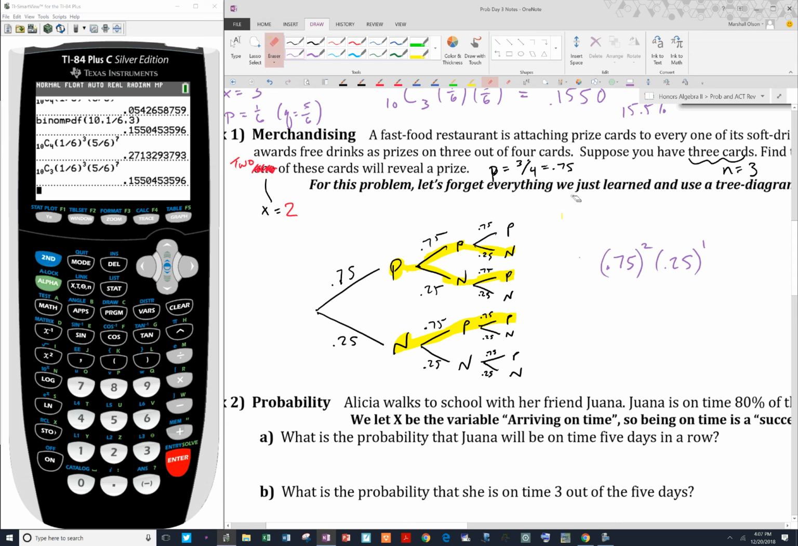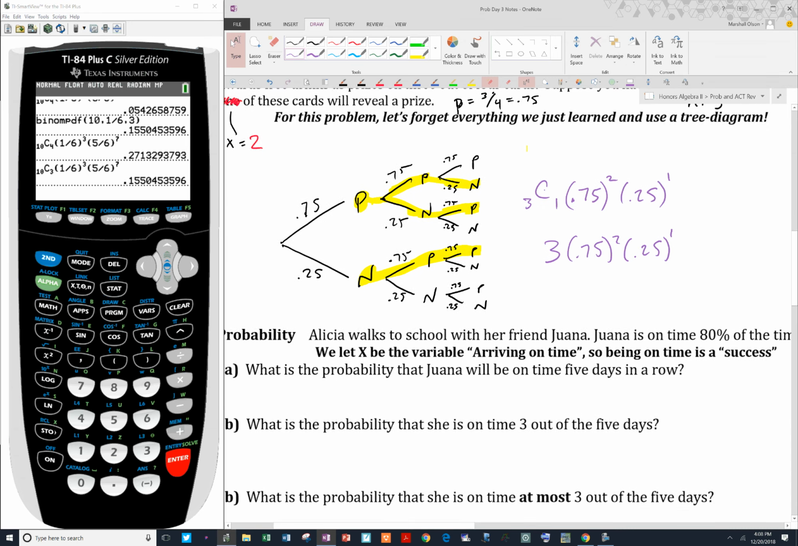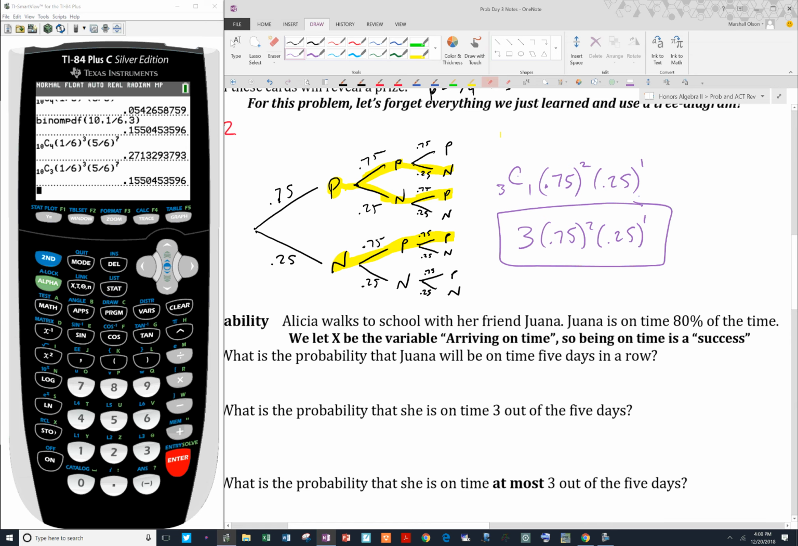Well, if we did 3 choose 1, that ends up being 3, which is why we have the 3 branches there. And then we could take 0.75 squared times 0.25 to the first. Okay, and this is going to end up giving us that probability. So this is one way to set this up. Well, you could leave this as a 3 choose 1, but this is one way to set this up to get your answer. You type that in, you'd actually get 0.4219, or you could go binomial PDF.